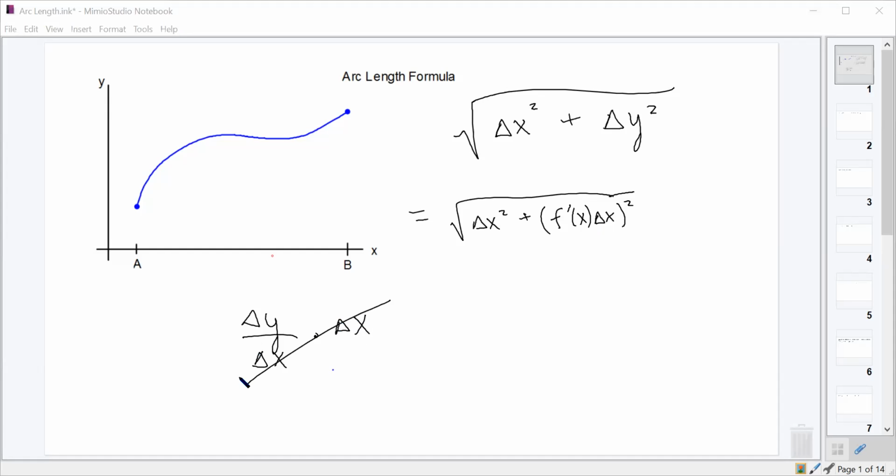Does that help everybody that maybe was a little confused? Yeah, okay, cool. So now we would hopefully note that both of these have a delta x in them, in fact, a delta x squared in them. So I could factor out that delta x squared.